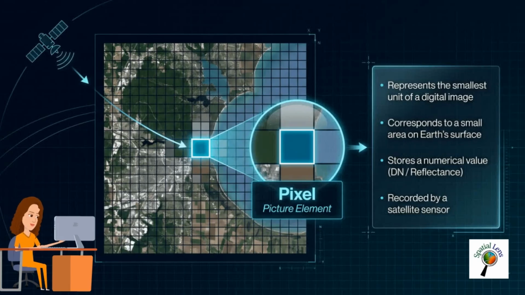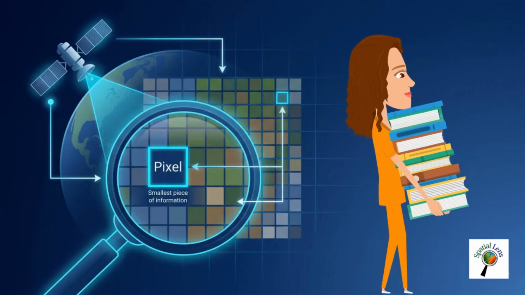A pixel, short for picture element, is the smallest individual unit of a digital image. Every pixel represents a small area on the Earth's surface and stores a numerical value that describes the energy recorded by the satellite sensor from that location. In simple words, a pixel is the smallest piece of information in a digital satellite image.